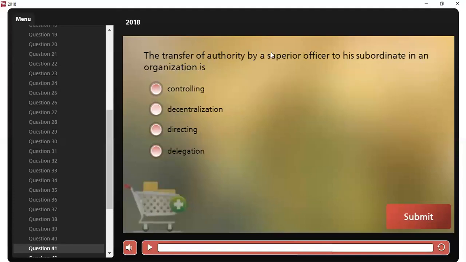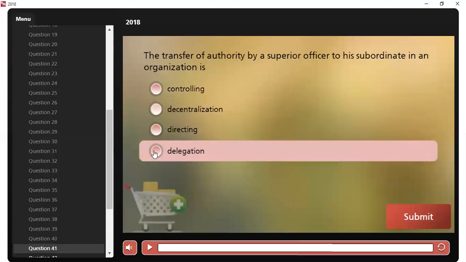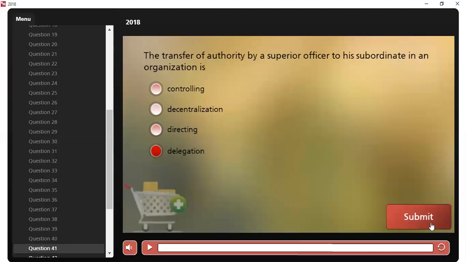The transfer of authority by a superior officer to a subordinate in an organization is controlling, decentralization, directing, or delegation. Of course, when a superior transfers authority to a subordinate, that is delegation.